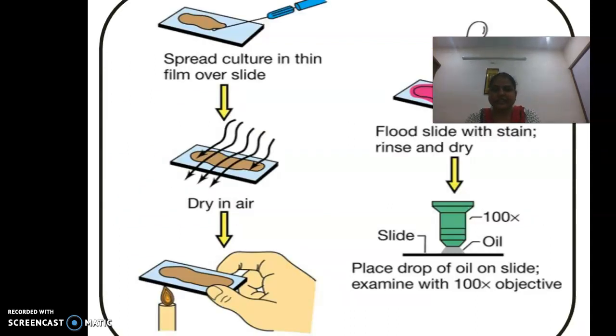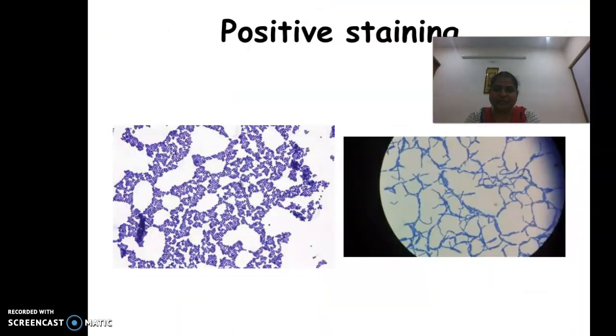So you can see this is a diagrammatic representation. We first spread the smear onto the slide with the help of the inoculating loop. Then air dry the smear and heat fix the smear. After heat fixation, flood the smear with the requisite stain. Then wash away the stain, blot dry the specimen, and observe it under the oil immersion lens, that is the 100x lens.